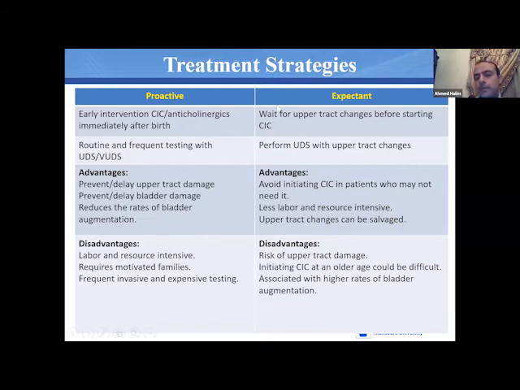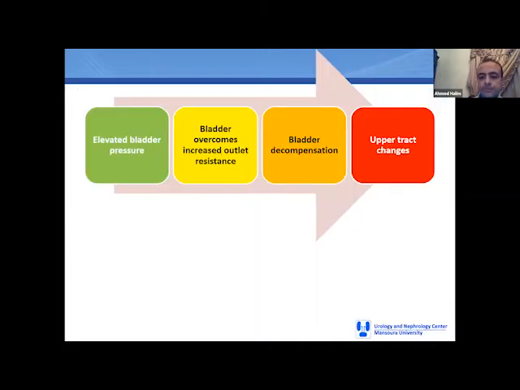Advocates of the expectant approach claim that you can reverse upper tract changes once you initiate treatment. But of course, the disadvantage is that if you wait for upper tract changes, then the bladder damage would have occurred, and sometimes this damage is irreversible, and therefore the expectant approach is associated with higher rates of bladder augmentation.